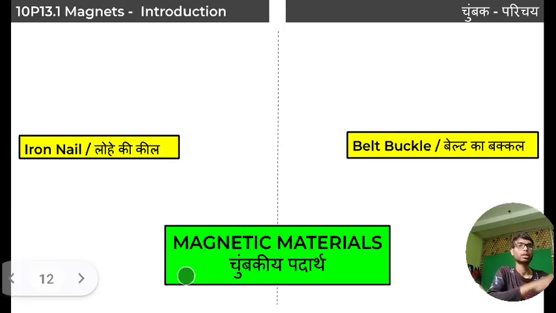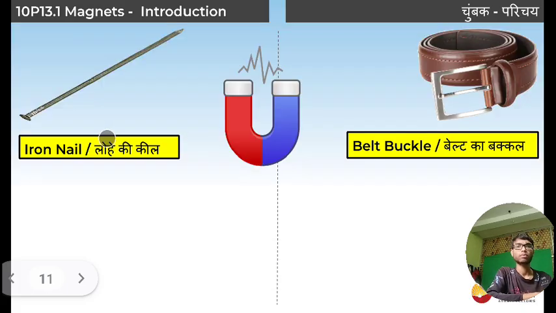These are magnetic materials. Magnetic materials are materials which will be attracted by a magnet. Any material you are taking, if those materials are being attracted by a magnet, then those materials will be called magnetic materials. Any material you can take.